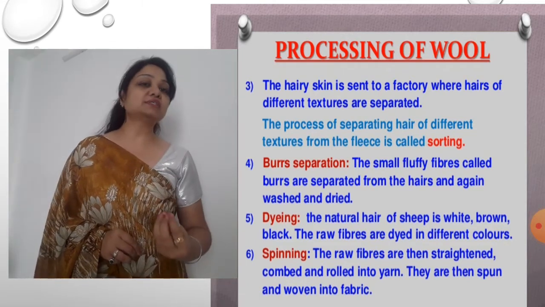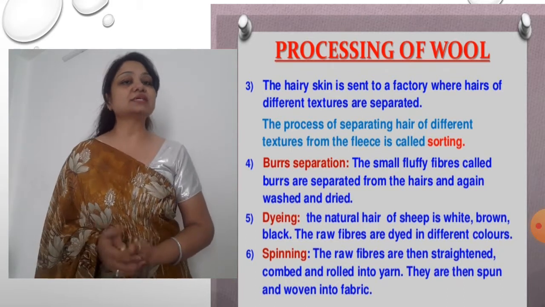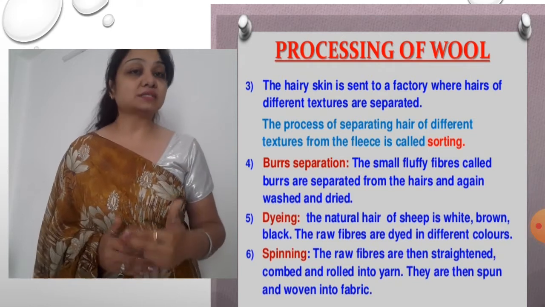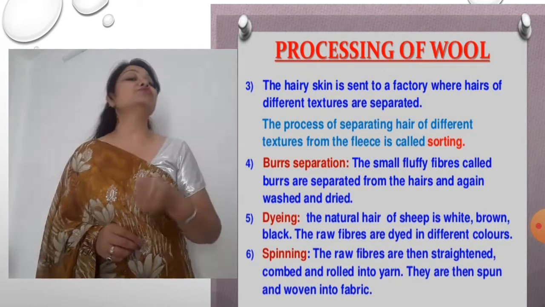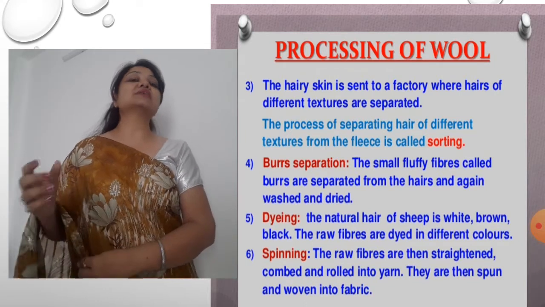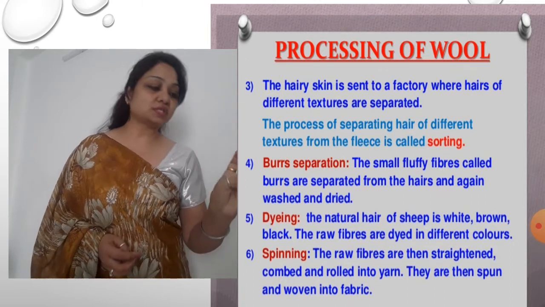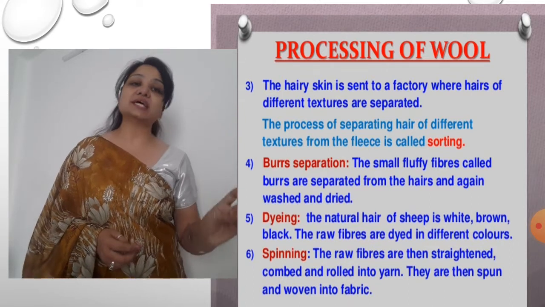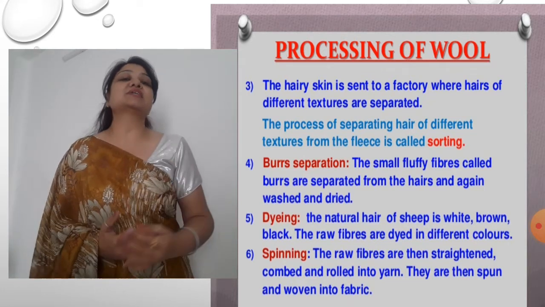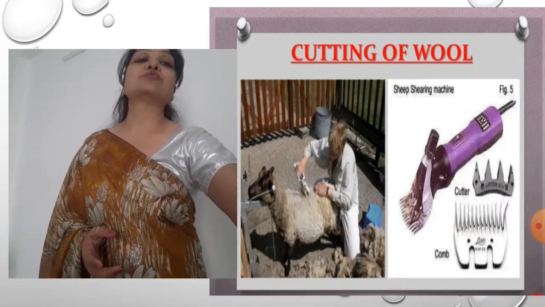These raw fibers are then straightened by using machines, and then they are combed and rolled up into yarns, and then they are spun and woven into fabrics. Got it? Very easy process. Only a few steps were there: shearing, scoring, sorting, burr separation, dyeing and spinning. A very simple procedure, very step-by-step things that you can keep in your mind. This was all regarding processing of wool.